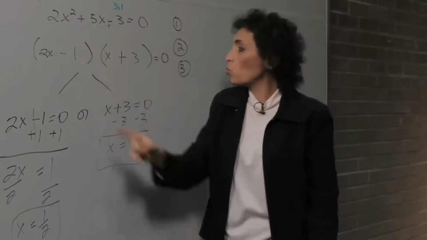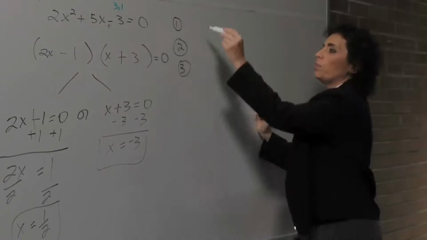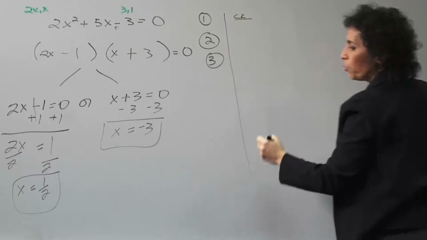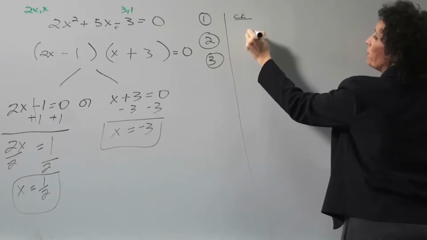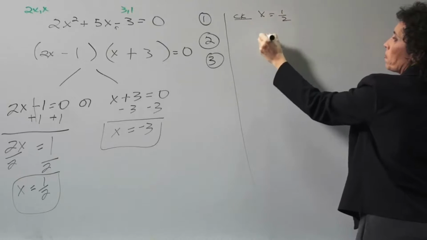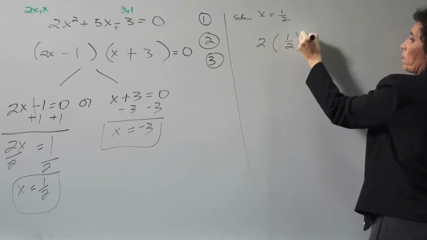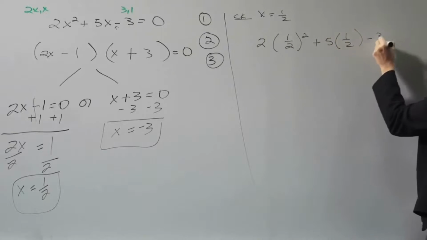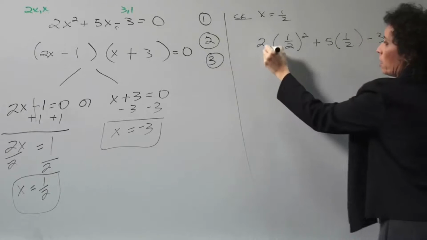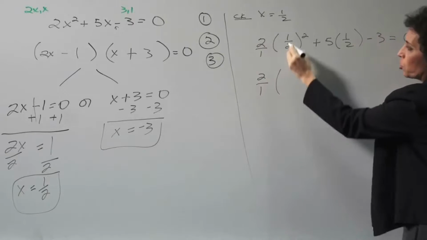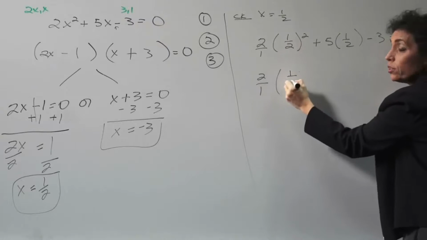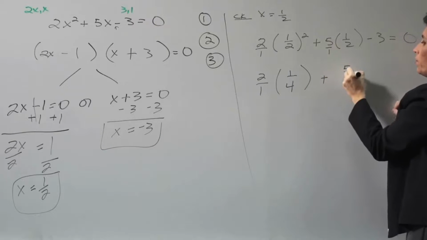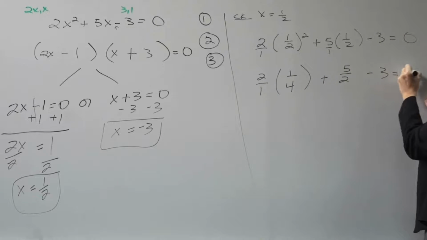I'd like to check at least one of these. Let me check. I know what you want me to check. You want me to check 1/2. I will. They both work, I promise, but I'll check 1/2. Okay. This is 2 over 1. 1/2 squared is 1 times 1, which is 1, 2 times 2, which is 4, plus, I'm going to put this over 1, 5 halves minus 3 equals 0.